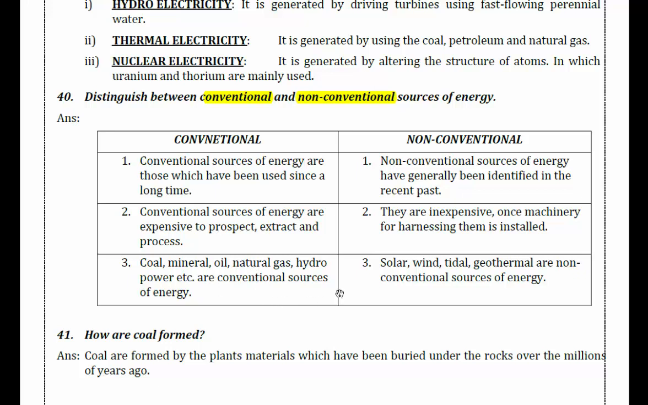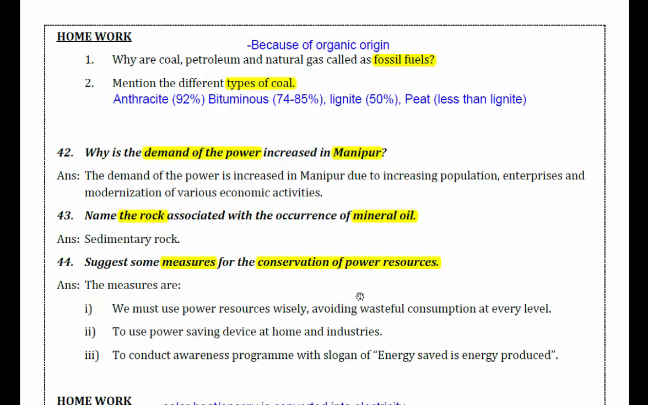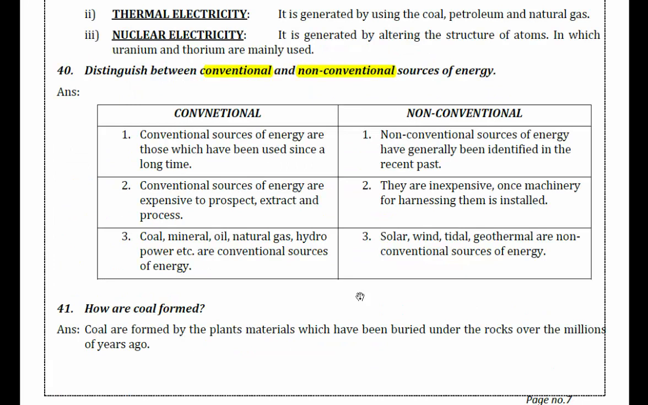Alright, non-conventional sources have generally been identified in the recent past. They are inexpensive once machinery for harnessing them is installed. They are not so expensive compared to conventional ones. Solar, wind, tidal, geothermal are non-conventional sources of energy. Next one is how is coal formed? Coal is formed by plant materials which have been buried under the rocks over millions of years.